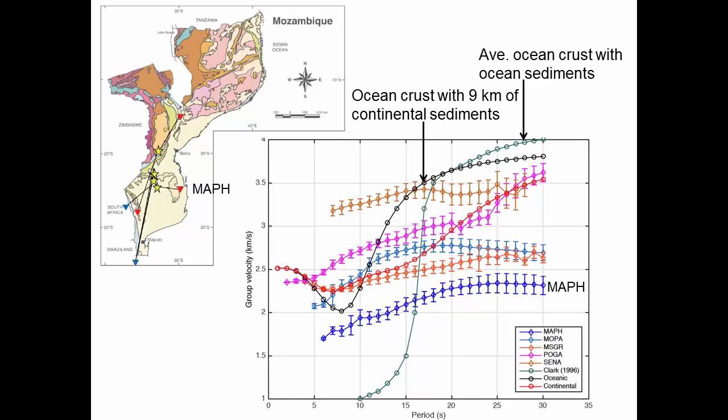Now for all of these paths through this area, we can see in this period range of 10 to 25 to 30 seconds that all of the group velocities are well below what we would expect for oceanic crust. And so it's a pretty clear indication that this crust here is not oceanic. It's got to be continental. And these wave speeds are actually very, very slow.